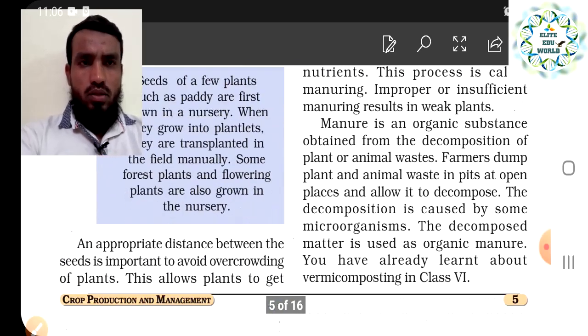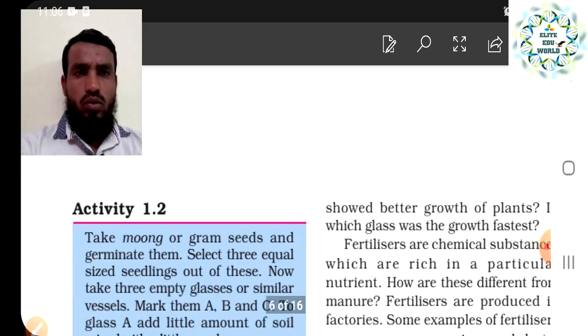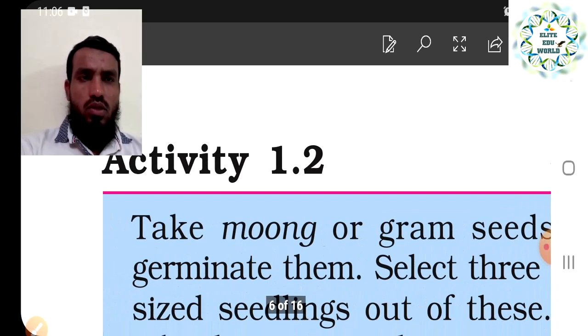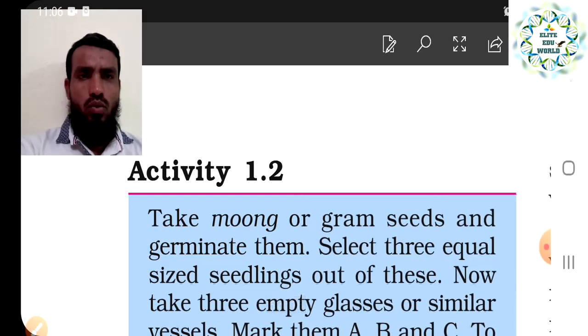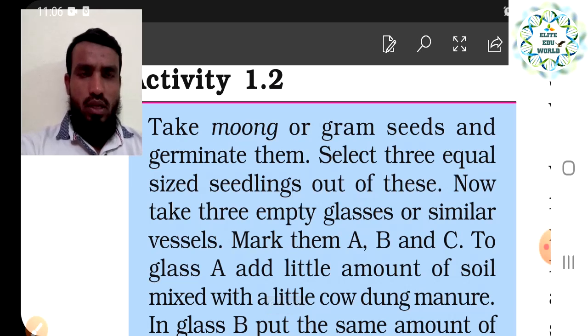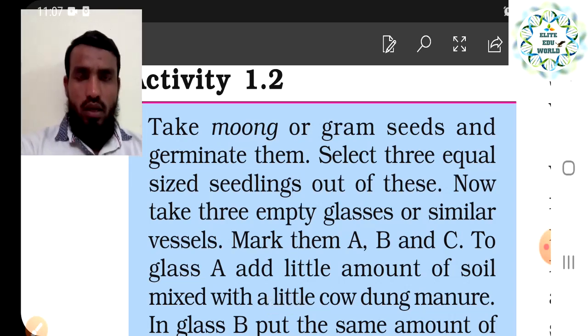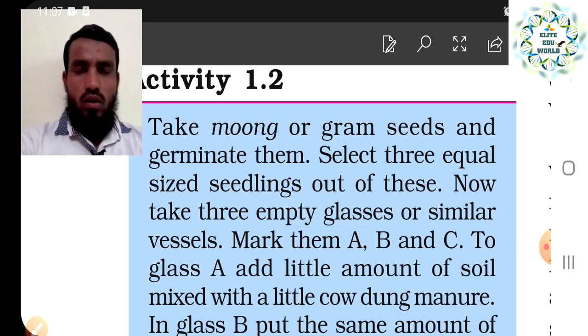what manures are. So now let's go through Activity 1.2 that is remaining, and we have to start from this activity. What we have to do in this activity is check whether it is necessary to add manure or fertilizers, or there is no need to add this kind of fertilizers.